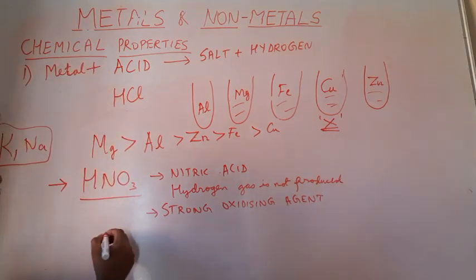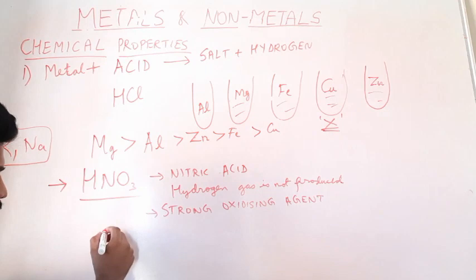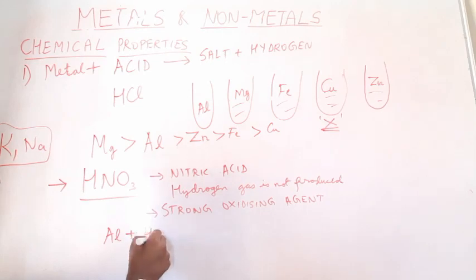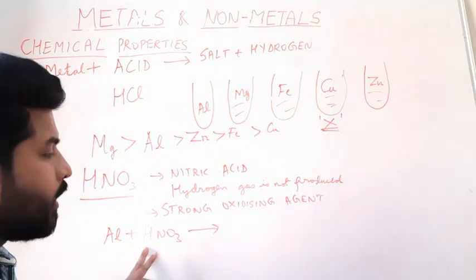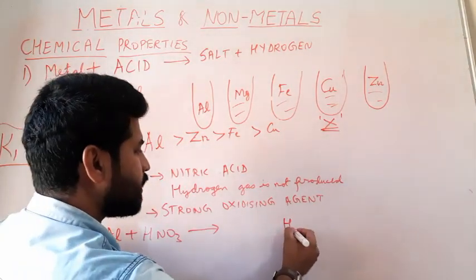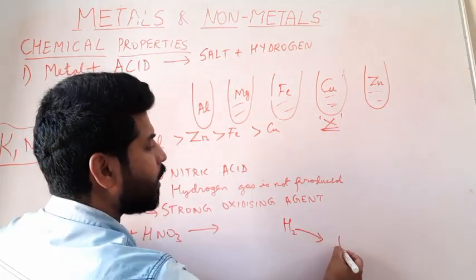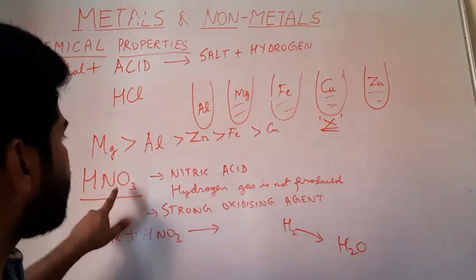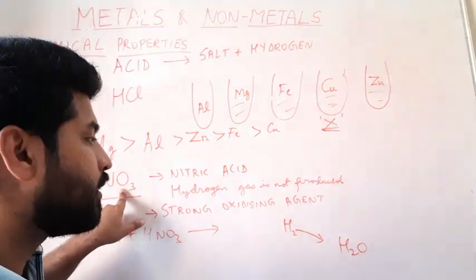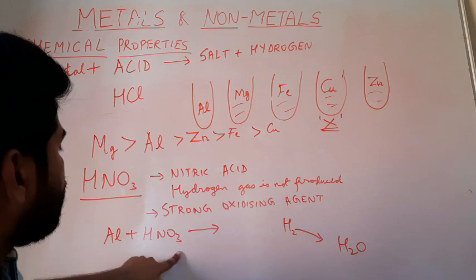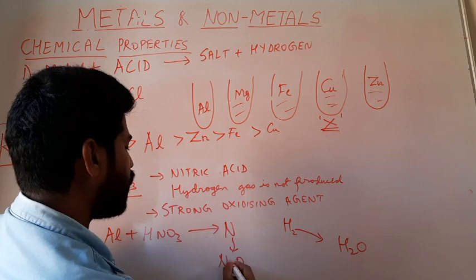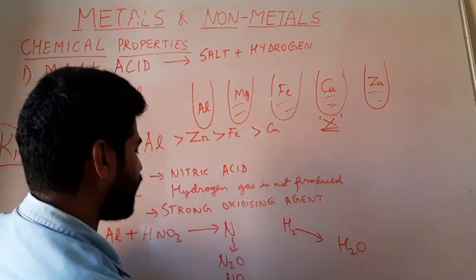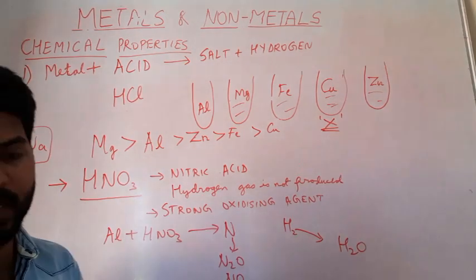What happens is, let us say we have aluminium. So when we put aluminium into nitric acid, the hydrogen gas that is produced is immediately converted into water because of the oxidizing nature of nitric acid, and the nitrogen itself is converted into one of the oxides, maybe nitrous oxide, nitrogen dioxide, or nitrogen monoxide.